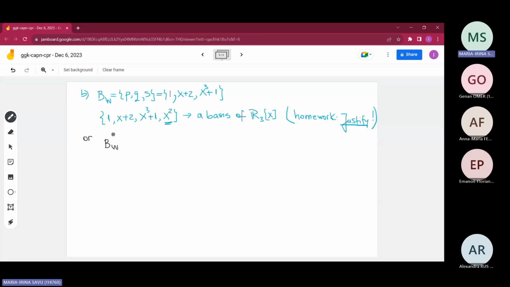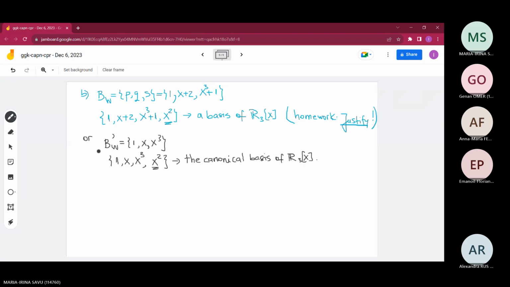Let's think of W double prime, which consists of 1, x, and x cubed. This could also be completed to a basis of R3 of x by adding what to this basis? We'll add the x squared. Exactly. We have x squared, and this is the canonical basis of R3 of x.